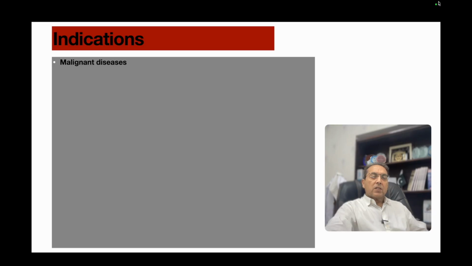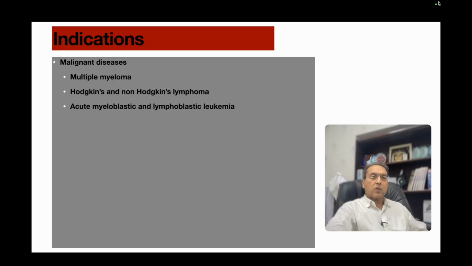Now, what are the indications? They are malignant diseases and non-malignant diseases. Malignant diseases, most of them are hematological diseases. For example, multiple myeloma, Hodgkin's and non-Hodgkin's lymphoma, acute myeloblastic and acute lymphoblastic leukemia, myeloproliferative neoplasms like CML, polycythemia vera, essential thrombocythemia, primary myelofibrosis, and then chronic lymphocytic leukemia.